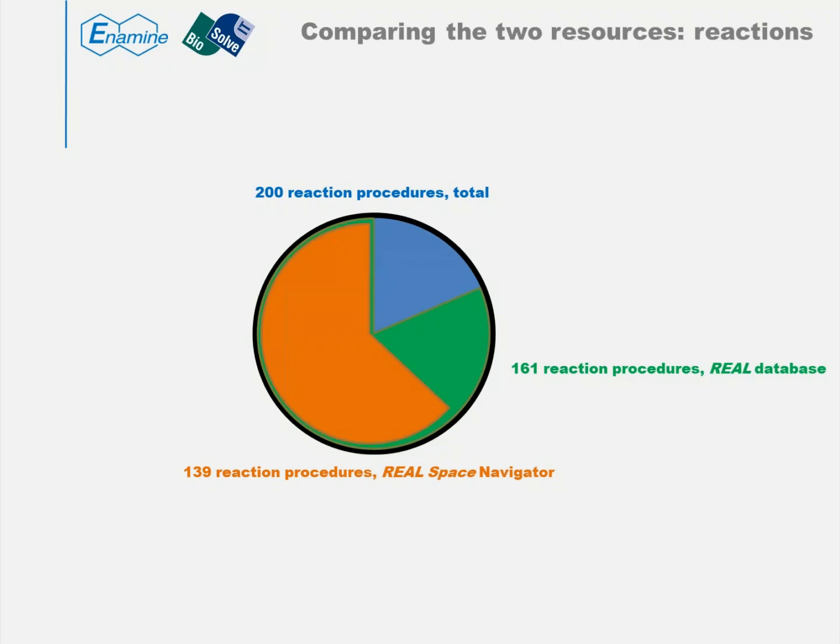The same with reactions. As I mentioned before, in Real Space Navigator we now included only high-score procedures. That means that some of the fraction, 161 reaction procedures that built the Real Database, have a medium score, and they're not included in Real Space Navigator yet.